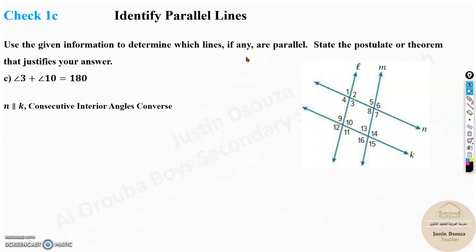Very simple and easy problems. Please make sure you know the theorems. You do not need to learn them by heart. Look at the figure, analyze which theorem it connects, and then you can easily solve these problems.